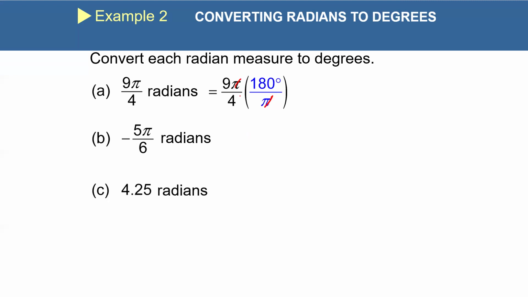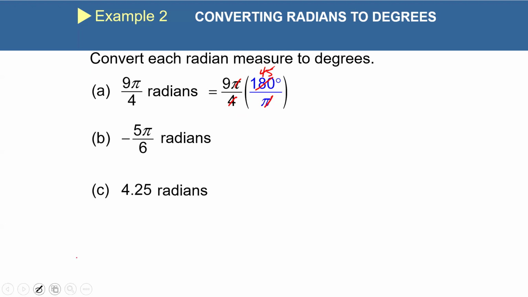Can I reduce anything else? They have to be opposite. So they can't both be in the numerator, but I can do 4 and 180. So 4 divided by 4 is 1. What's 180 divided by 4? 45. So this reduces down to 45. All that I'm left with, I just multiply.